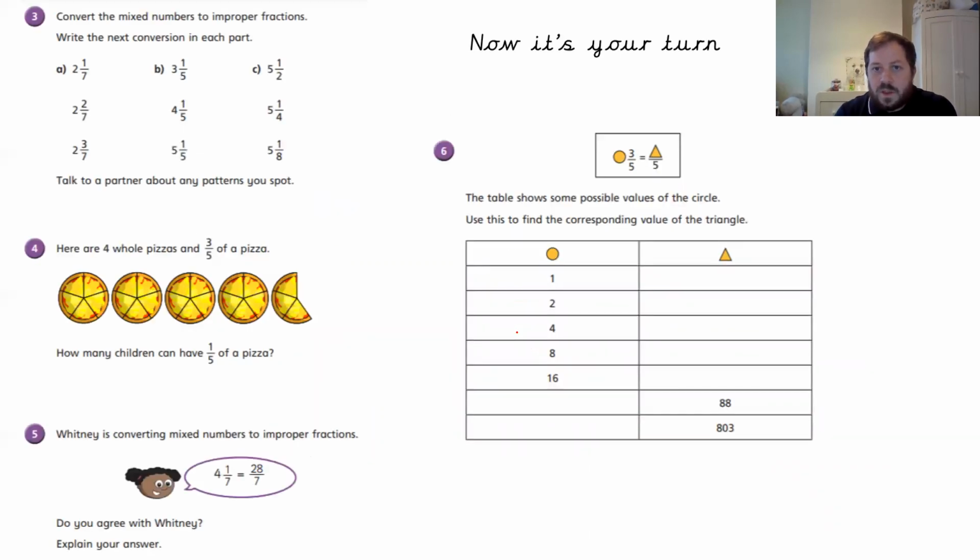So here we are. What you've got is a few questions here, and our last question, number 6, is a little bit of a reasoning one, working out what it could possibly be. Some worded questions you might have to think about and just work out what they mean. And try and work out how this relates to improper fractions and mixed fractions. Pause now and have a go.